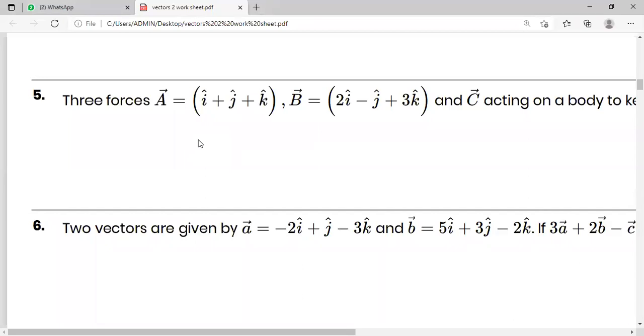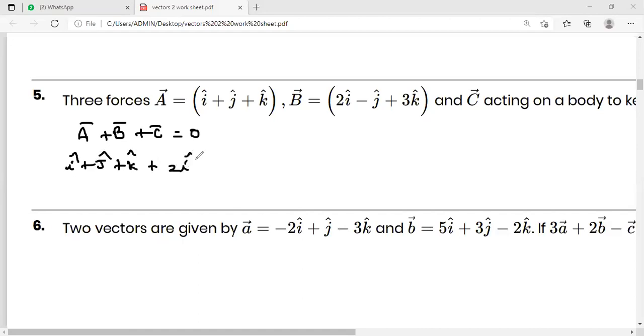Then they're asking us to find out C value only. First of all, you have to understand here that A bar plus B bar plus C bar, the total sum should be equal to 0 only. And A bar, B bar values are already given. So I cap plus J cap plus K cap is the value of A bar. And what about B bar? 2I cap minus J cap plus 3K cap. So you have to find out C bar only here.